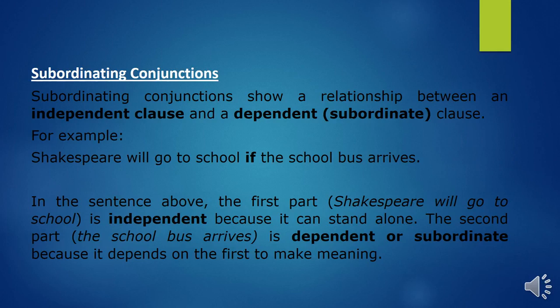Now in the sentence above, the first part, "Shakespeare will go to school," is independent because it can stand alone. Then the second part, "the school bus arrives," is dependent or subordinate because it depends on the first sentence to make meaning.